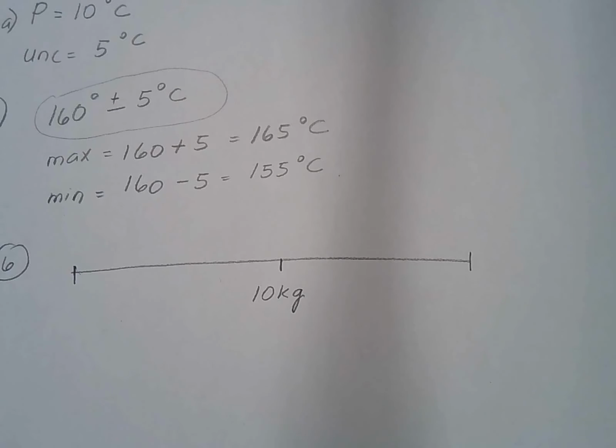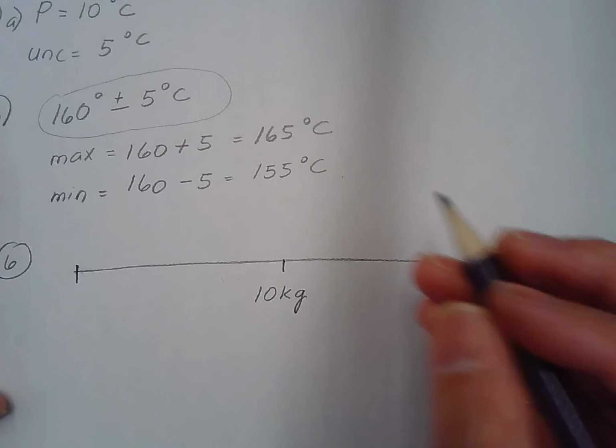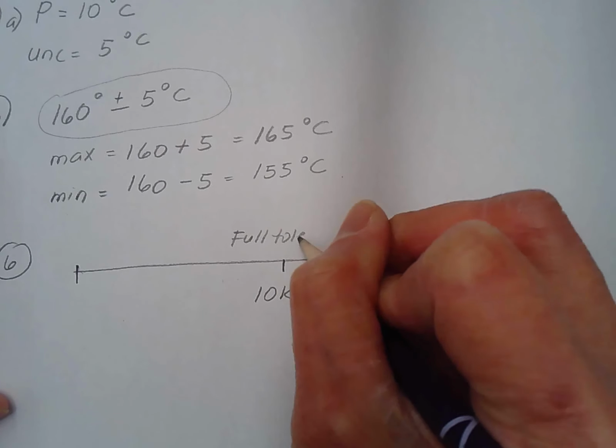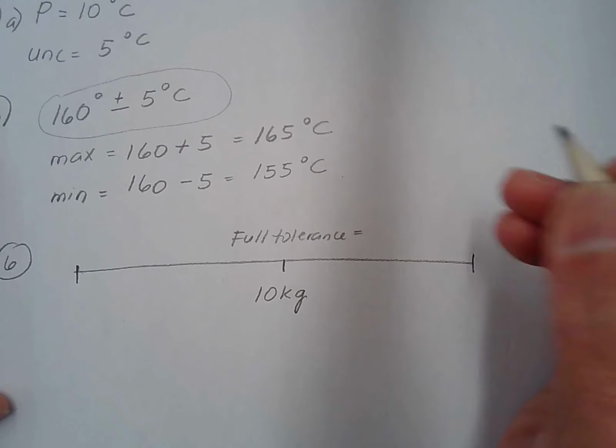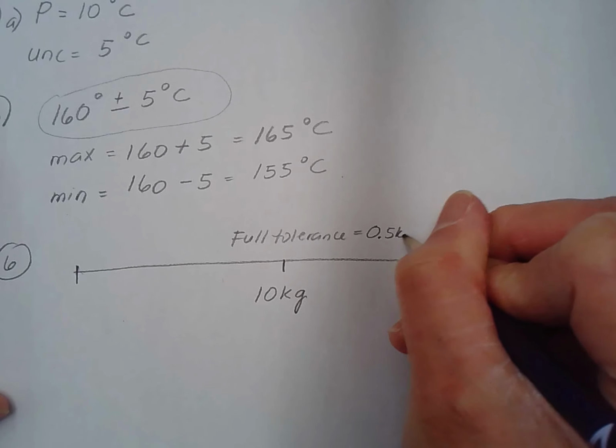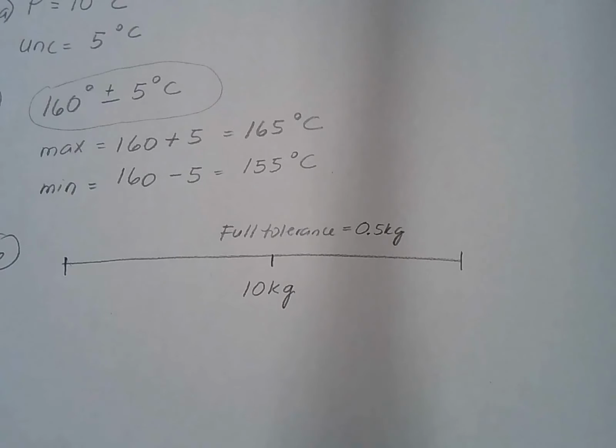Now we could vary it slightly, and it's still acceptable. We can go a little bit over, we could go a little bit below, but it's still acceptable. Okay, so they said the tolerance. So that means the full tolerance is 0.5 kilogram. So the full tolerance is 0.5.